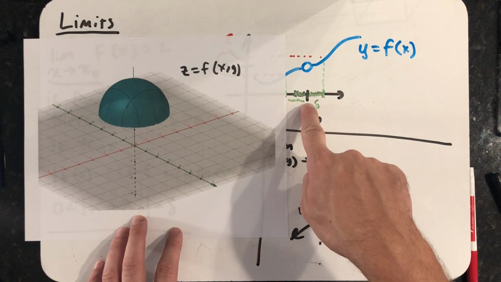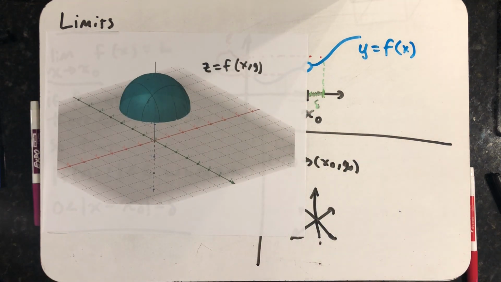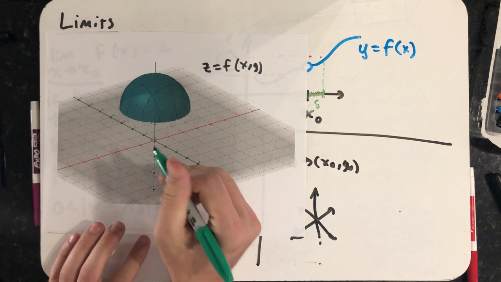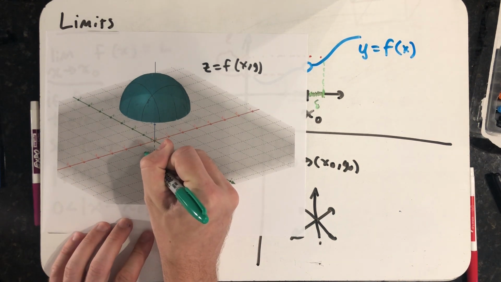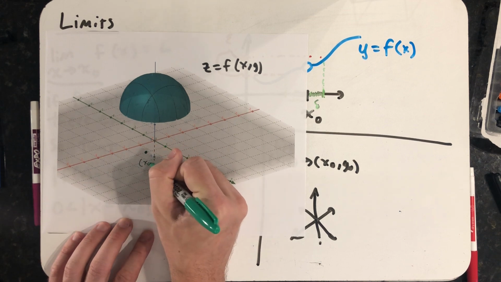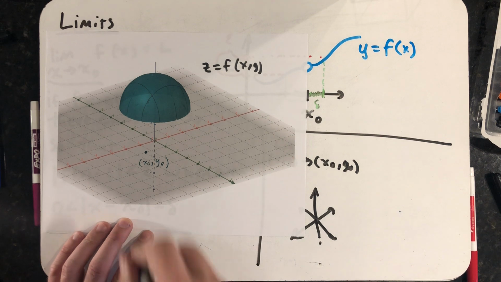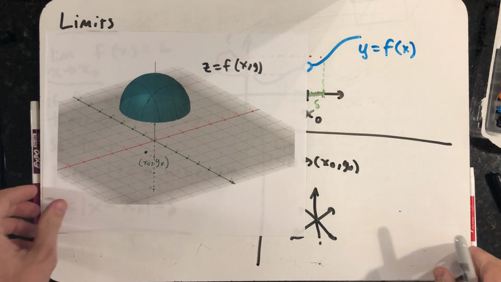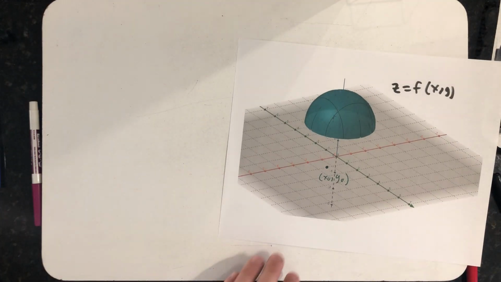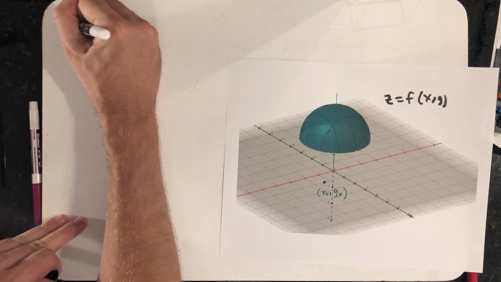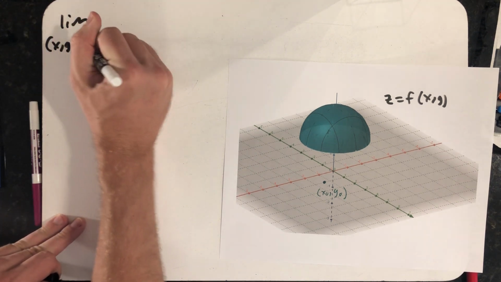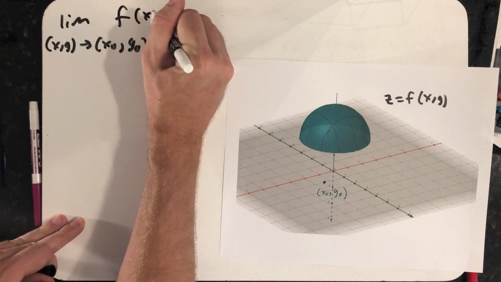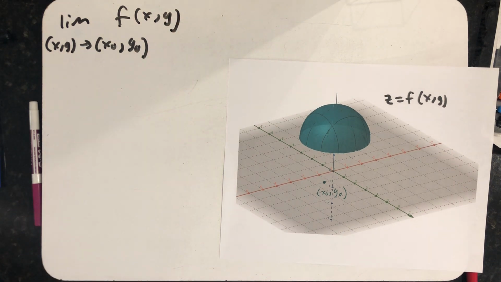So instead of having a single value on an axis, I'll be approaching a point in the xy plane. I'm going to identify this point as the point x naught, y naught. That's the point I want to get closer and closer to, and then think about what the z's are doing. So the corresponding idea now: I'm taking a limit as a point in the domain, xy, gets closer and closer to a point x naught, y naught. My f of xy, I'm now thinking of as a z.